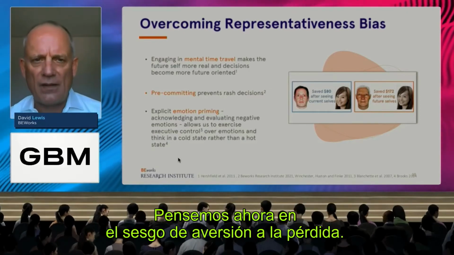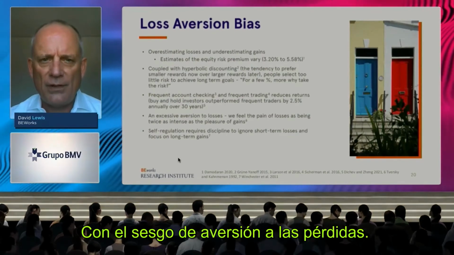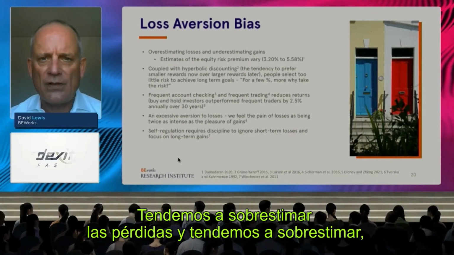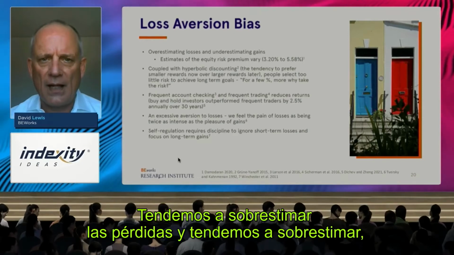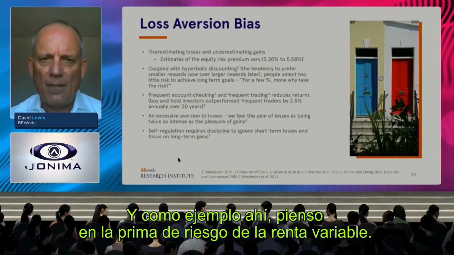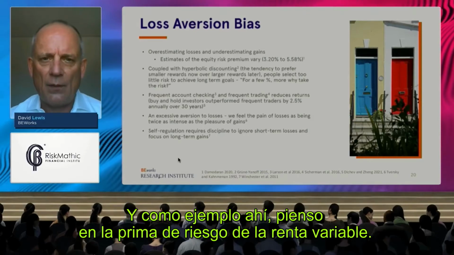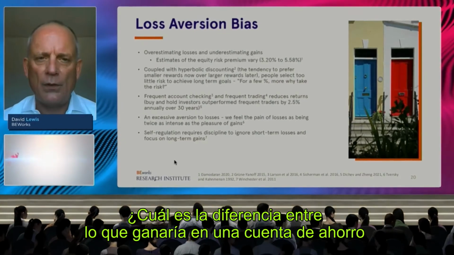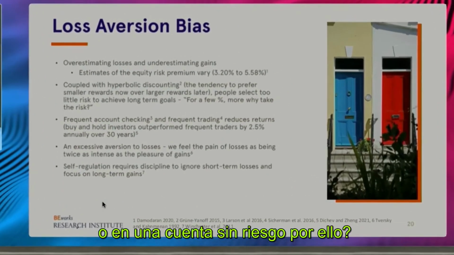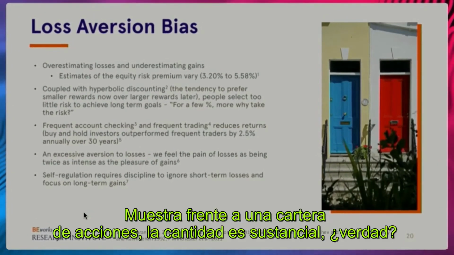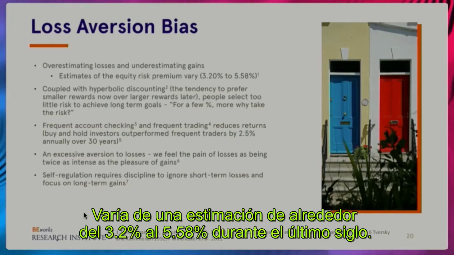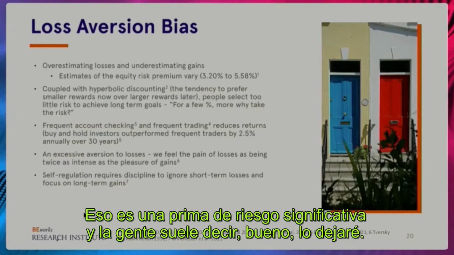Let's think about loss aversion bias now. With loss aversion bias, we tend to overestimate losses and tend to underestimate gains. And as an example there, think of the equity risk premium. What's the difference between what you would earn in a savings account or a risk-free account, for example, versus an equity portfolio? The amount is substantial, right? It varies from an estimate of about 3.2% to 5.58% over the last century. That's a significant risk premium.